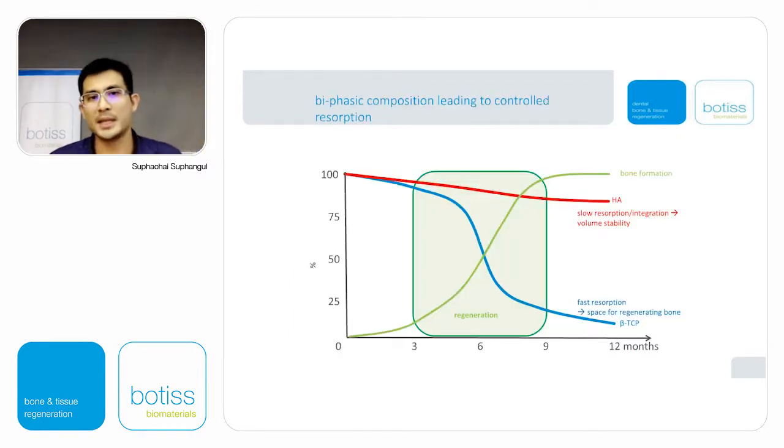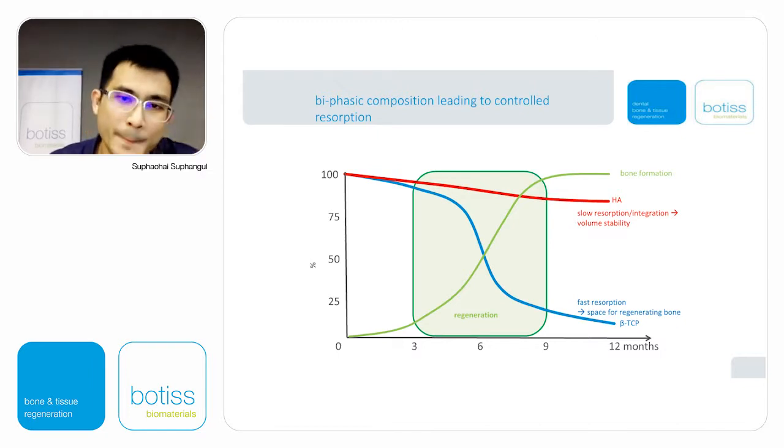This graph explains the remodeling. HA is resorbed really slowly and keeps the volume stability. But beta TCP resorbs really fast, which reduces the space for bone regeneration.